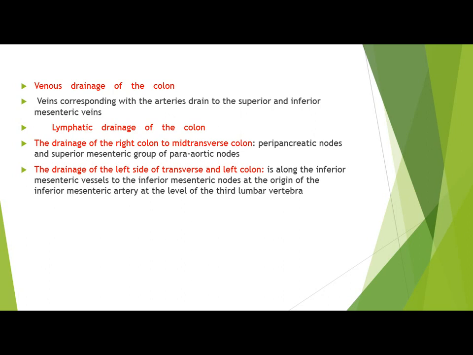Lymphatic drainage of the colon. The drainage of the right colon to the mid-transverse colon is to the peripancreatic nodes and the superior mesenteric group of para-aortic nodes. The drainage of the left transverse colon and left colon is along the inferior mesenteric vessels to the inferior mesenteric nodes at the origin of the inferior mesenteric artery at the level of the third lumbar vertebra.